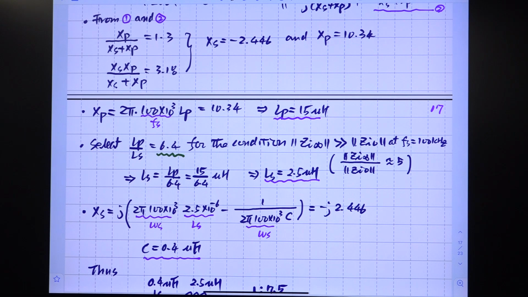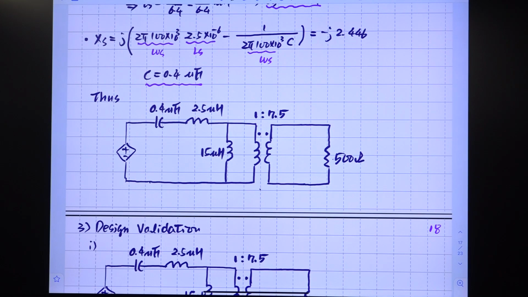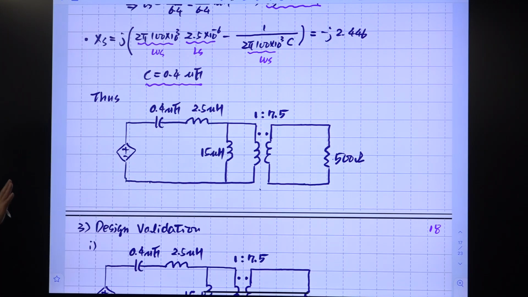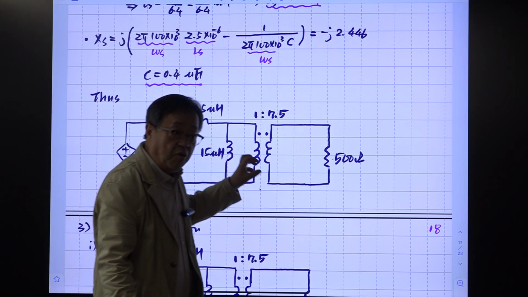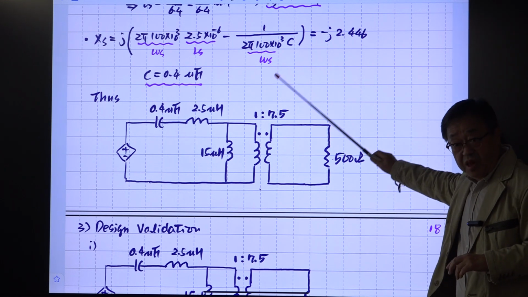So you have all the components fixed now. So the design is done. Okay? So this is the final design of your LLC tank. 0.4 microfarad, 2.5 microhenry, 15 microhenry, 1:75 turns ratio. Okay? This will be a very reasonable design. If you select differently for one ratio, you will have some different value, but the overall behavior of the resonant tank circuit will be very similar to this.